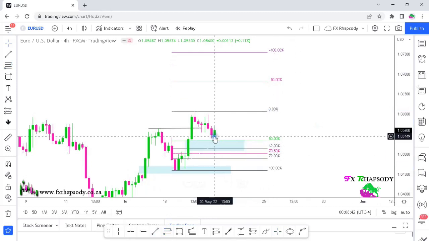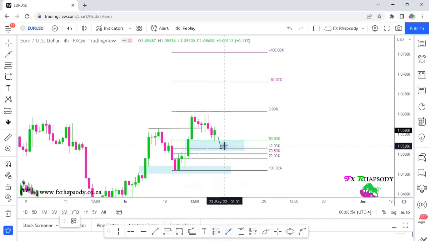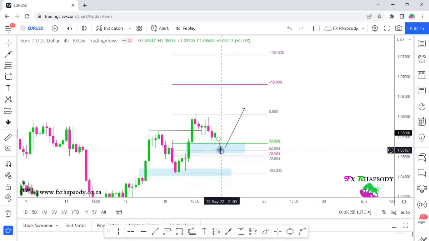And I would really like this price, for this week, to come down even a little bit more, just towards that 62 area, and then from there break up. So I would like to see price hitting that fair value gap a little bit more to the middle, and then looking at any buy opportunities going up.